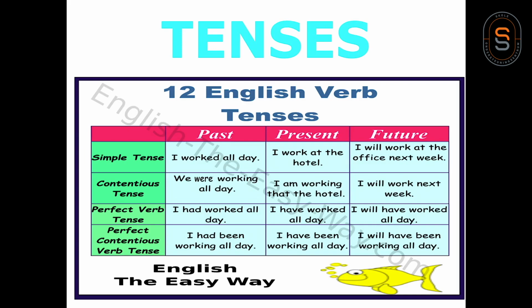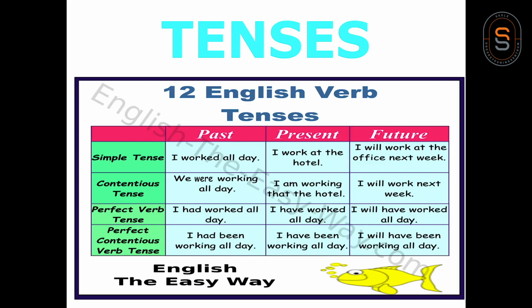The continuous tense, remember I said continuous, you look for the ing with your verb. In the past tense, we were working, check the ing, all day. The present tense, I am working, and the future tense, I will work. And then the past perfect tense. Remember I told you if you see perfect, you have to see has, have, and had. The past perfect, I had worked all day. The present perfect, I have worked all day. And the future, I will have worked all day.